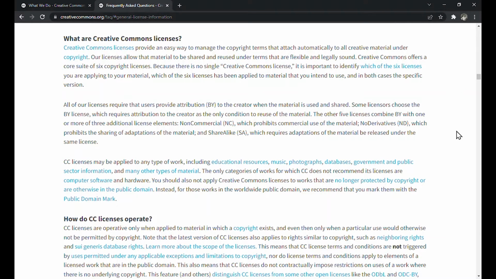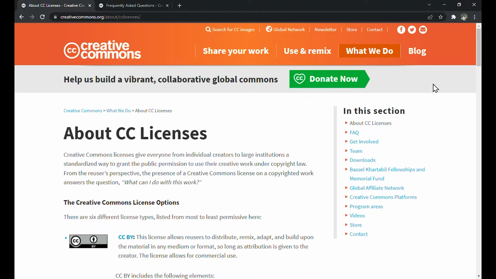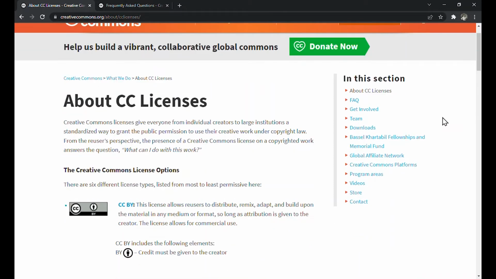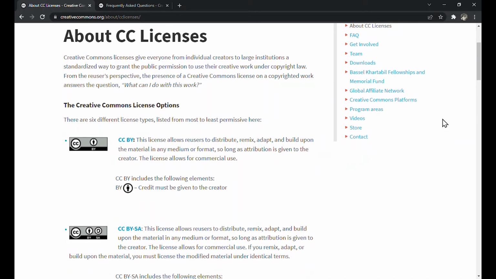Back on the What We Do page, we're going to click this first option on the right side menu that says About Creative Commons Licenses, CC licenses for short. And this gives you not only what to look for on a website, but also what the icon means. Creative Commons uses icons to denote what license is applied to a work so that it's easy to identify.